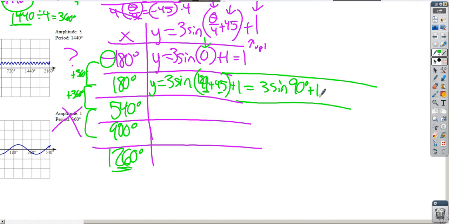And then we have the plus 1. The sine of 90 is 1, and 3 times 1 is 3, so 3 plus 1 equals 4. So these are the points on our graph. We're going to have a point at negative 180, 1 and at 180, 4. Let's fill in these other ones.